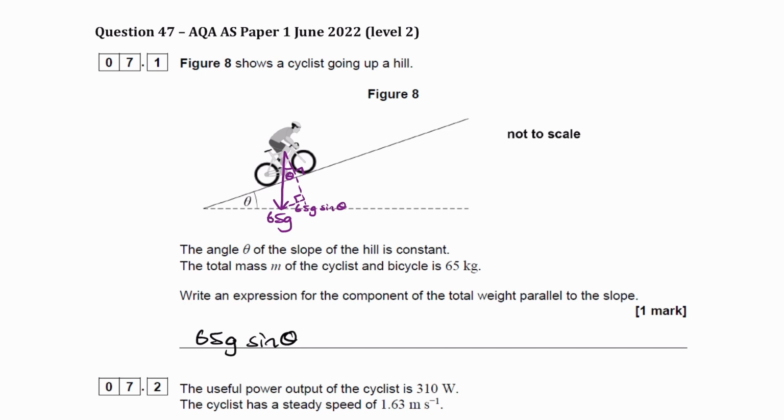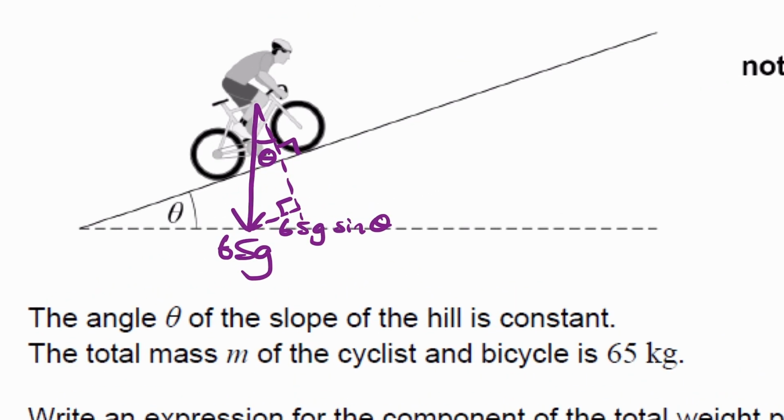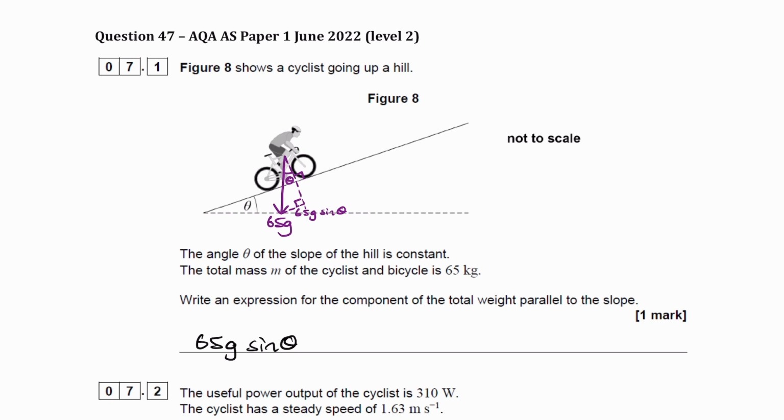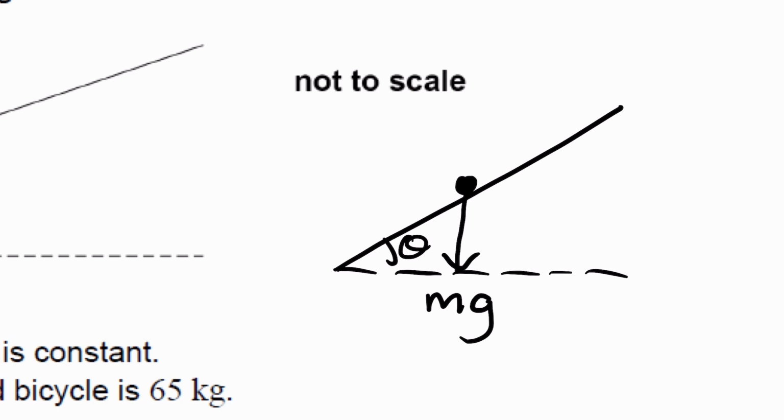If you're not sure as to how I got that angle, I'll draw another diagram that makes it a bit easier to understand. So here is a slope, here we have a particle, the angle to the horizontal, let's say, is theta, and then we have a weight force going down of mg. Then drawing another perpendicular line, and then here is the parallel.